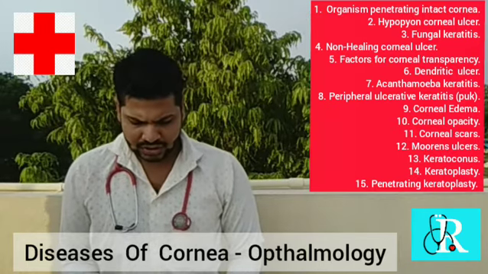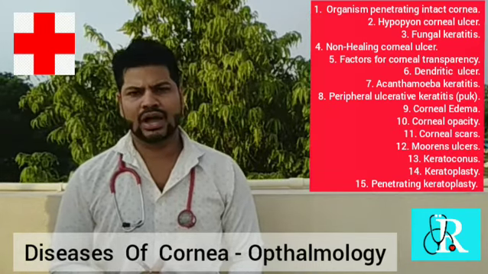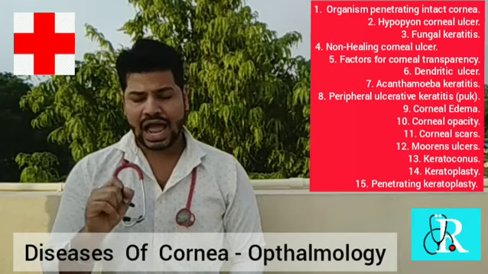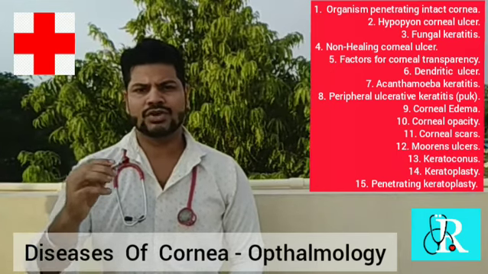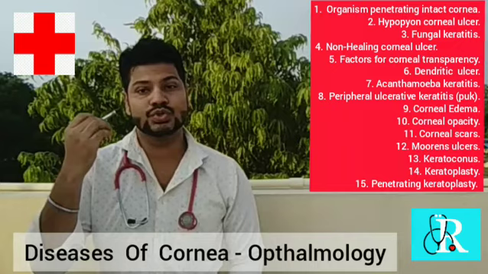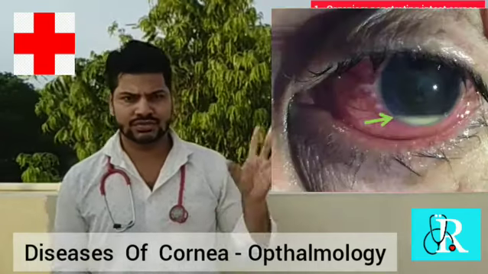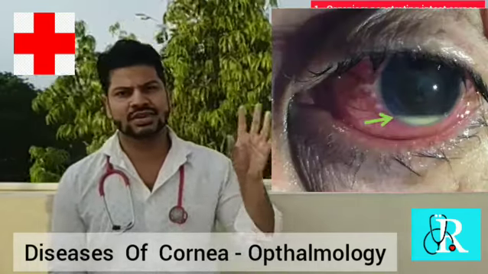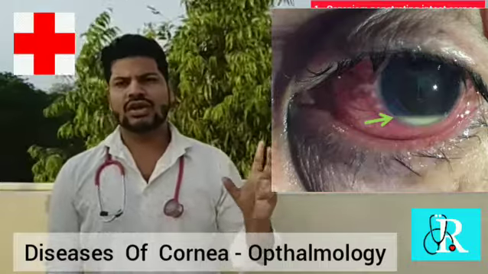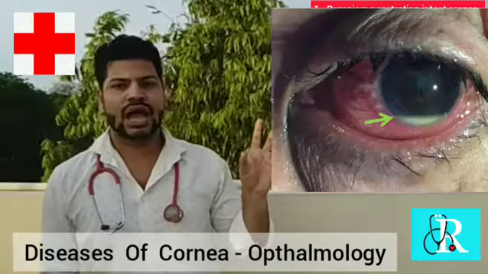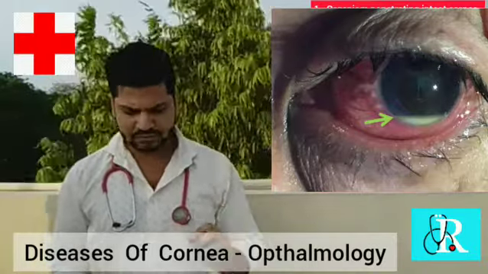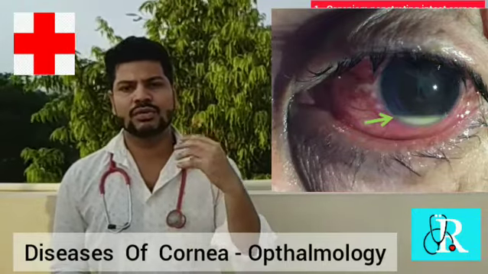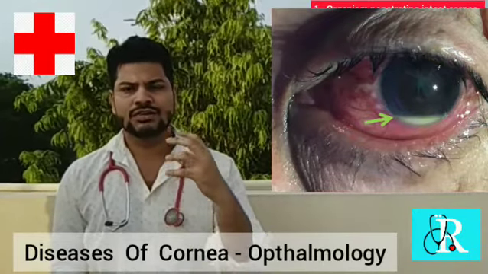Now next comes the hypopyon. What is hypopyon? Hypopyon corneal ulcer. Hypopyon refers to accumulation of excessive WBCs within your anterior chamber. Within this figure you can see the anterior chamber, and you can also see how the hypopyon usually looks. Hypopyon refers to accumulation of excessive WBCs, neutrophils and inflammatory cells within the anterior chamber.